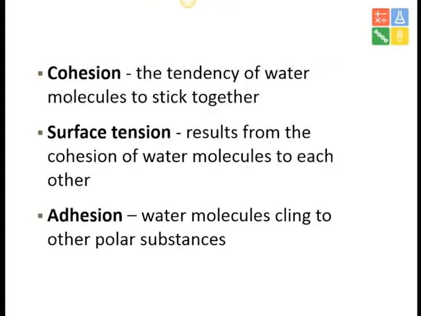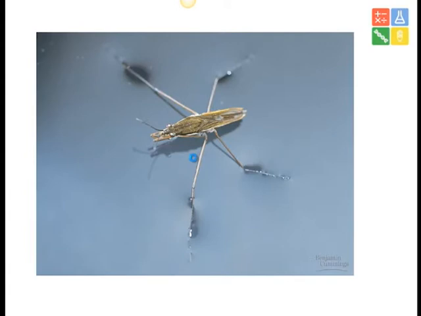So I'm going to go through all the properties of water, again, hopefully giving you a little visual as we go along. So cohesion is the tendency of water to stick together. In other words, water has a very good ability to cling to each other, and that will cause a high surface tension. And we will look at some examples in biology.